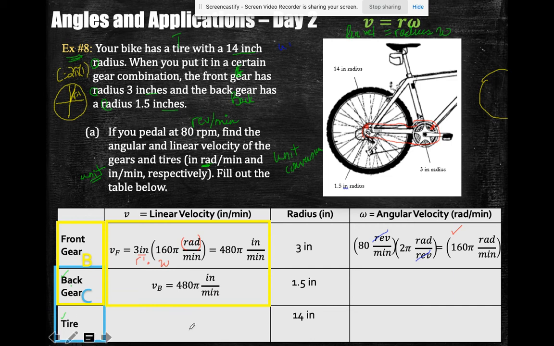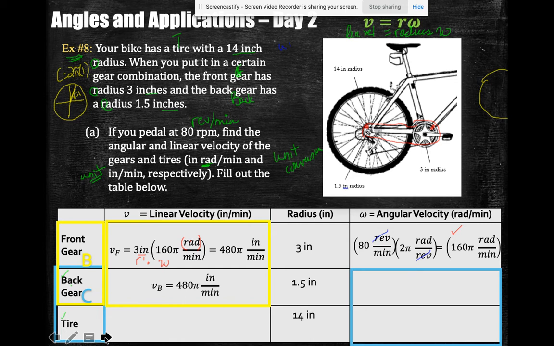Now look at the blue box that I put around back gear and tire. Why did I do that? And then I put a C there. C stands for what? Concentric, right? So what do we know about concentric circles? Their angular velocity is the same. So if I find the angular velocity of the back gear, I've got the angular velocity of the tire. So how do I find the angular velocity of the back gear?